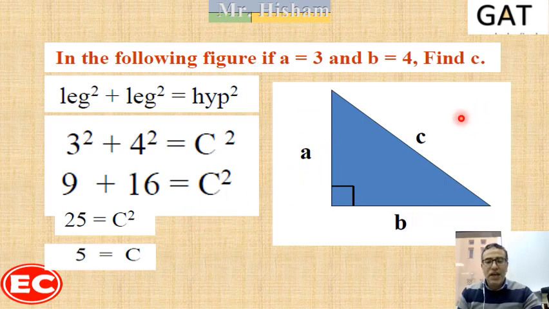3, 4, 5 is one of the well-known right angle triangles. You should memorize that if I have two legs 3 and 4 in the right angle triangle, the hypotenuse is directly equal to 5, and you don't have to write all these kinds of steps.